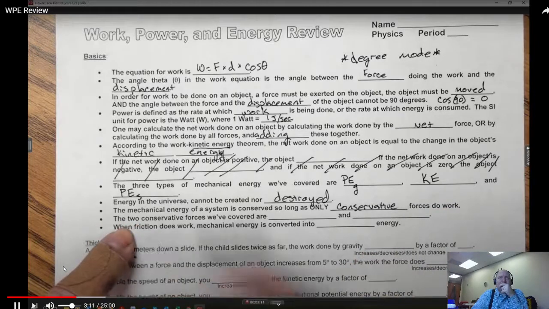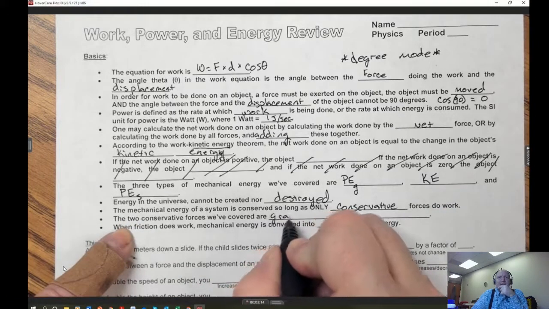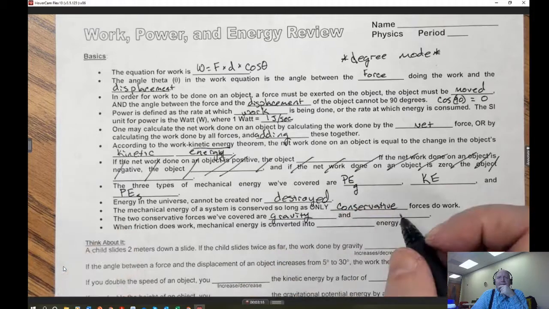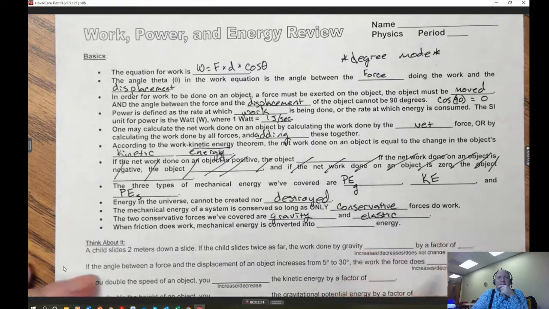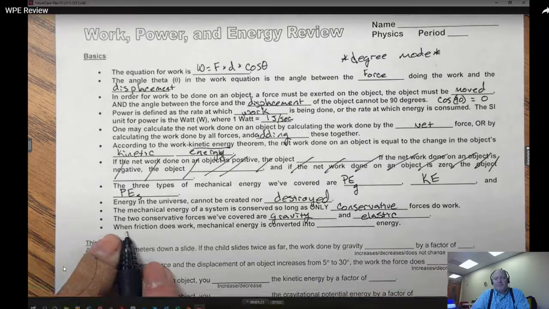Two conservative forces we've covered are gravity. Oh, I like this. And we've also covered elastic forces. It's interesting. I don't tend to use the word elastic. I'm constantly talking about spring forces or Hooke's law forces. But what's interesting about elastic in common everyday usage is that it can stretch, but it's usually not a compressive force. Maybe I'm just thinking about elastic bands or something.